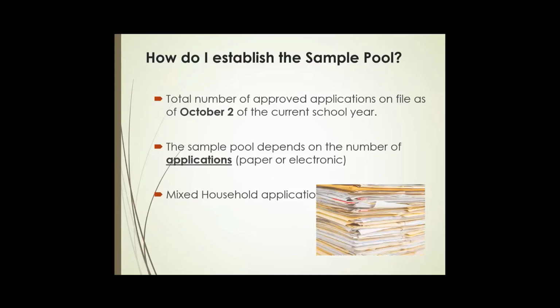The sample pool depends on the number of applications, whether paper or electronic, and is not based on the number of children eligible, but is based on the number of applications. And also mixed household applications, which are other source categorical and income applications, are included in the sample pool.